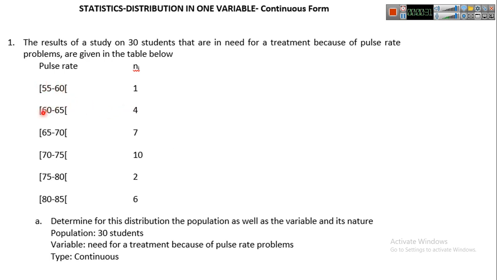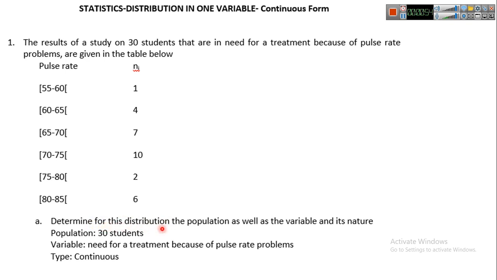I have four students between 60 and 65. I have seven between 65 and 70, etc. So here I don't have it in numbers. It's not as accurate as before, but this is called continuous. It's in an interval. So it's the same as we did before with everything. So we're going to start by solving the problem.